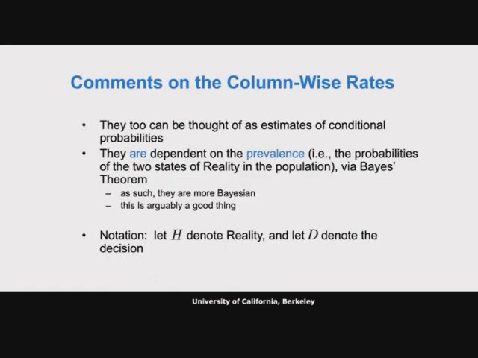Now these things are ratios, and for the same reason as we talked about before, you could think about them as estimates of conditional probabilities. They are dependent on the prevalence, and that's going to become clear on the next slide, so let me not belabor that here.